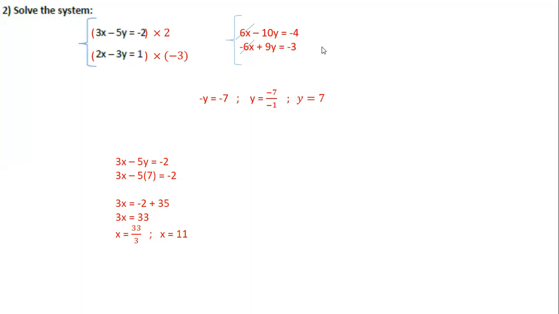Abbas, after getting the value of y, I should get now the value of x. What do we do to get the value of x, Abbas? Abbas?